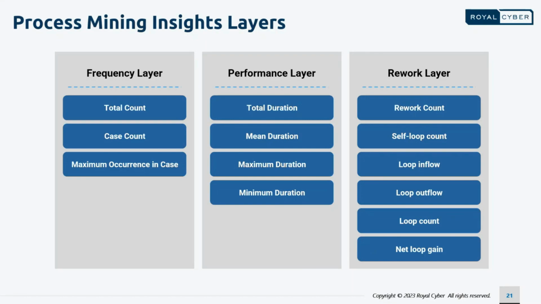So loop count I already defined for you guys. It is nothing but the count of some activities followed by some activities. So we count that and it is called loop count. And then net loop gain is nothing but the difference between the loop inflow and the loop outflow. So these are all the inside statistics that we are able to see in the process map, and we can identify these things and we can identify opportunities and work around with these options.